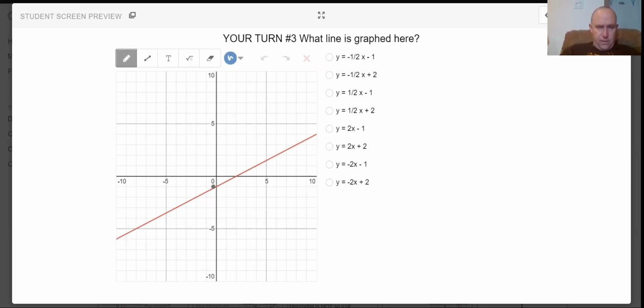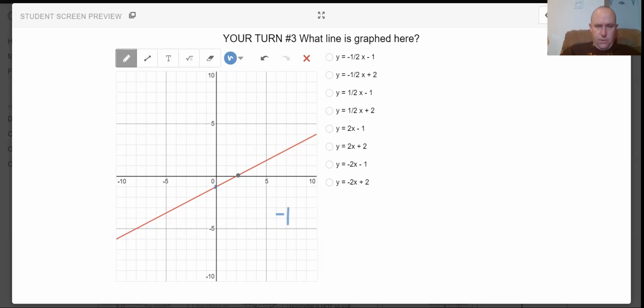What line is graphed here? So I can see that it goes through -1. So that's certainly narrowed down a lot of my choices. I can see this is positive slope as well. So I'm really narrowing down my choices. I already know it's between the third and the fifth answer already. The third answer says 1/2. So let me just check that.